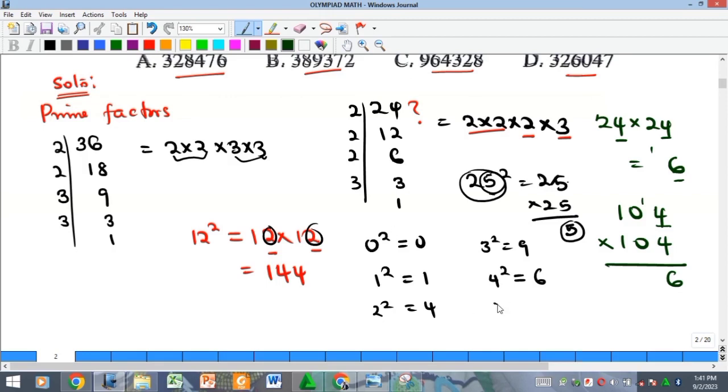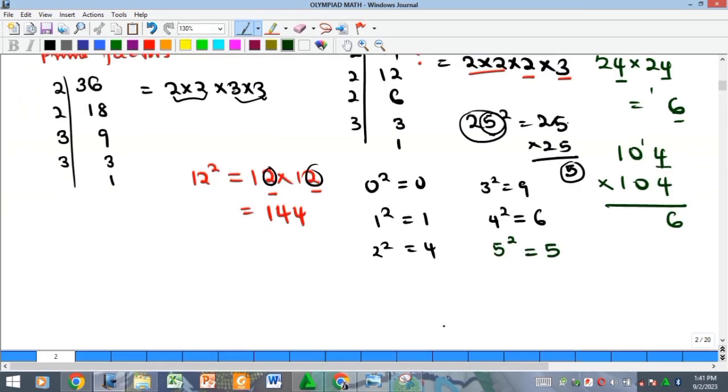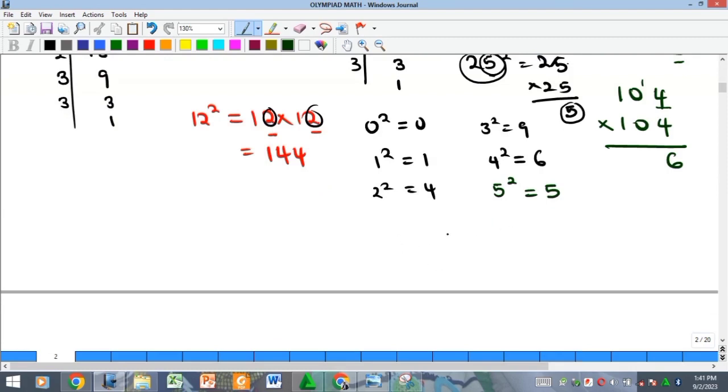So the next one is 5. If I take the square of 5, I will get 25, and so the last digit is 5. Let's go up. Okay, so what about 6? The square of 6 is 36, so 6 is the last digit.